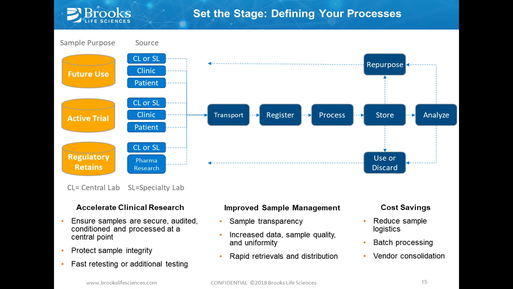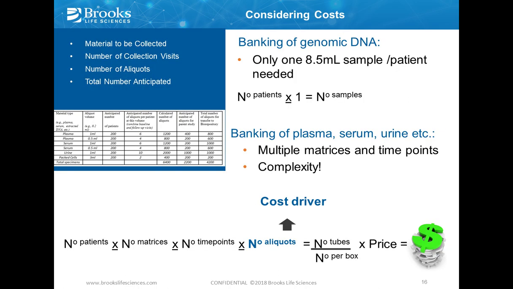And in order to achieve this, you really have to have good transparency into your sample collections. And when you centralize this and you focus on your overall data plan, you can really increase your data quality, your sample quality, and the uniformity of information that you have. And finally, reducing cost. Again, by pre-planning things to optimize your logistics path, looking at doing batch processing when possible, and consolidating across vendors can make a significant difference in your overall study budgets.